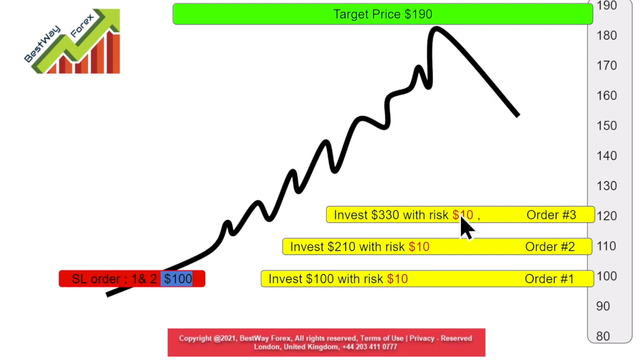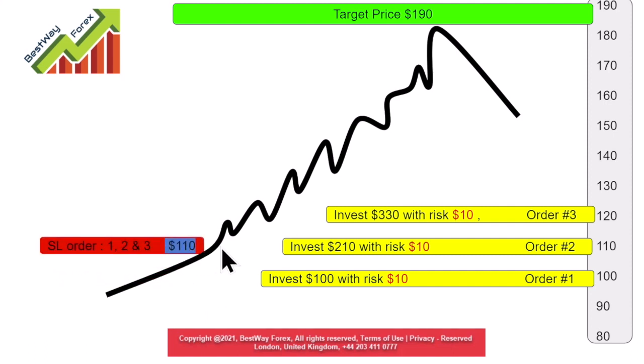We have the order number 3 here, and now it is our turn to place the stop loss for this one. So we will remove this stop loss and define a new stop loss. We remove that one, and we now move the stop loss here as a trailing stop loss. So this stop loss is for orders 1, 2, 3.